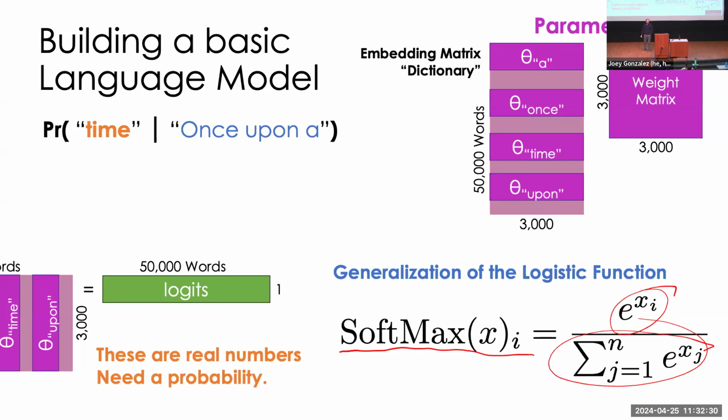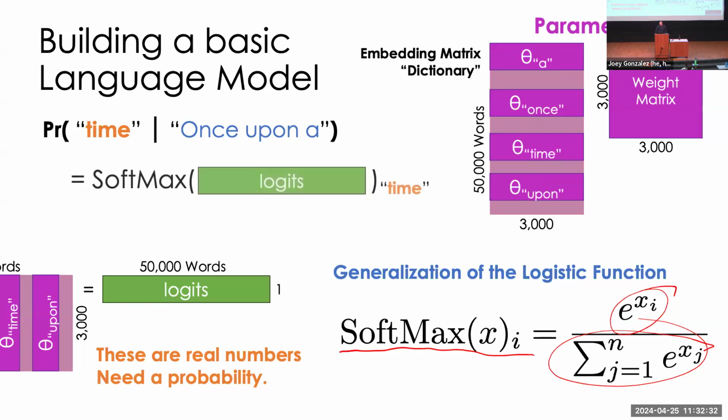Nuts, right? I got a way to compute probabilities. And now if I want the probability of time, I just look at the time element. Time is number 7,000 out of 50,000. I go look at it, it has a probability attached to it. So now I just choose the most probable word. That is the basic building block of these models.